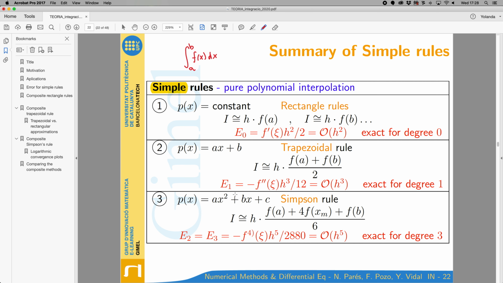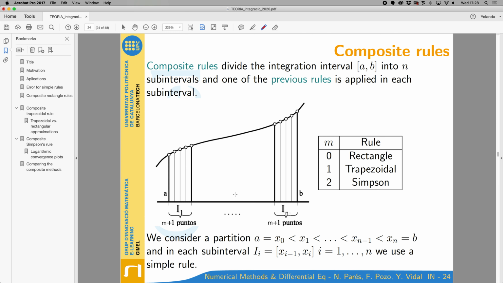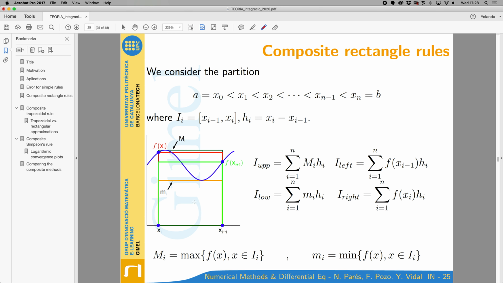What we want to do today is to move to better approximations using the idea of the composite rules. Now, the idea of the composite rules is very simple. In the interval AB, where we want to compute the approximate value of the integral, we will subdivide this initial interval AB into subintervals. And in each one of these subintervals, we will apply one of the simple rules we saw. To give a better idea, let's start with the rectangle rule.